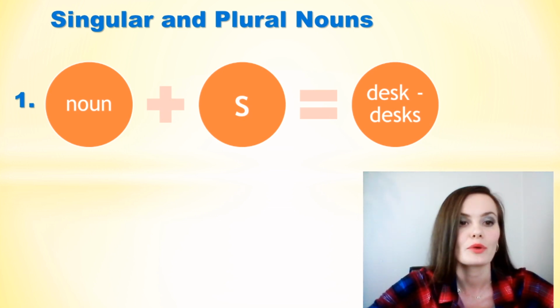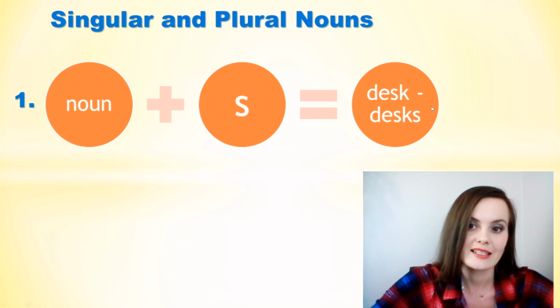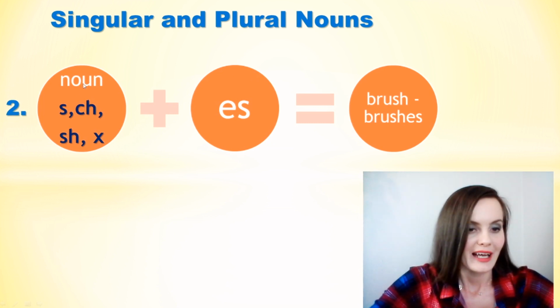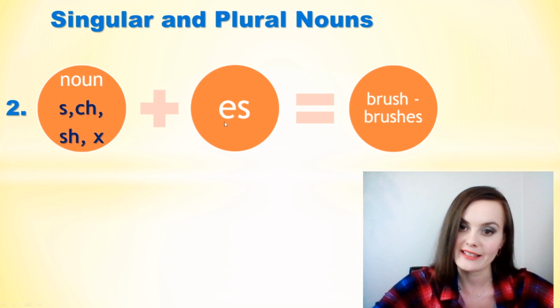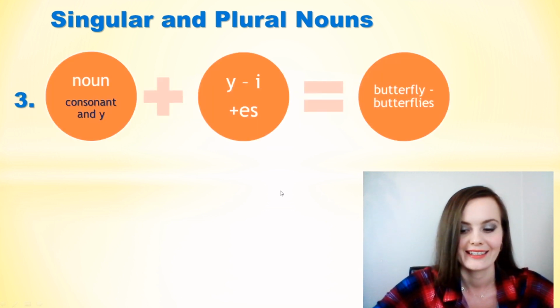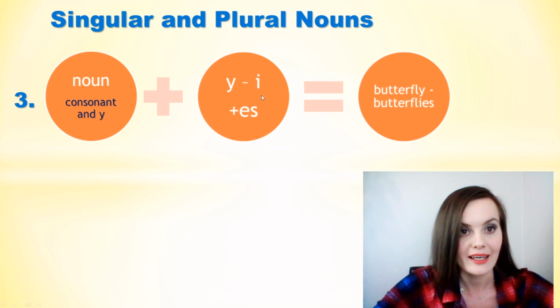So the first way is the most simple one. You just add an S to the noun, and that's it. For example, like desk, desks. Okay? Second one. So what happens with the second one? If the noun ends with ch, sh, you need to add es, like in the word brush, brushes. Okay? If a noun ends with a consonant and letter Y, we need to change Y into an I and add es. Like in the word butterfly, butterflies.